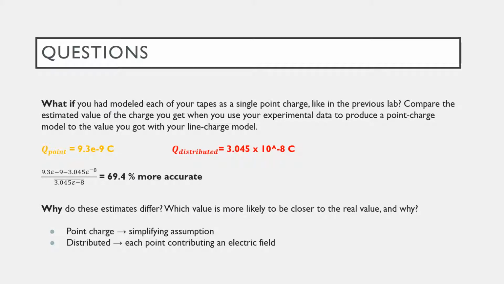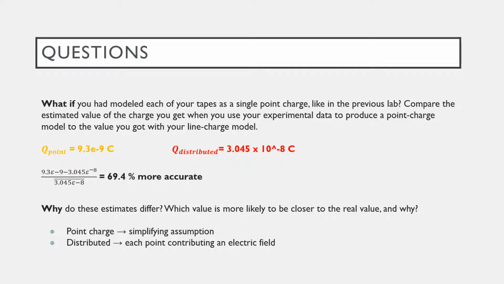What if you had modeled each of your tapes as a single point charge, like in the previous lab? Compare the estimated value of the charge you get with your experimental data to produce a point charge model to the value you got with your line charge model. As shown, the point charge model produces a charge of 9.3 times 10 to the negative 9th coulombs, and the distributed line charge model produces a charge of 3.045 times 10 to the negative 8 coulombs. Using the equation below, we can see that it is 69.4% more accurate to use the line charge model.